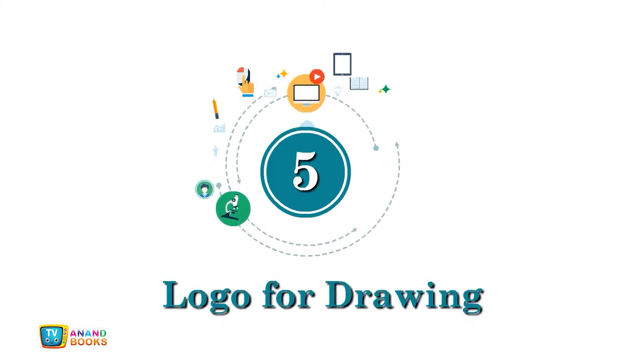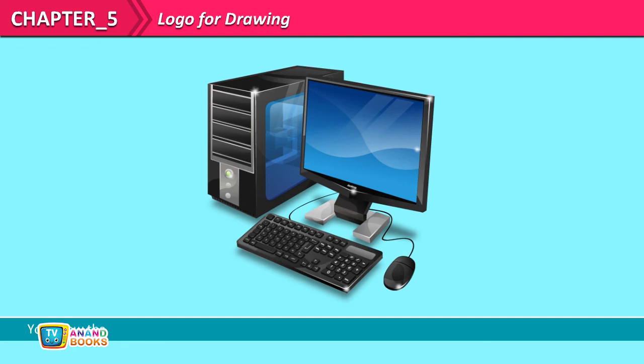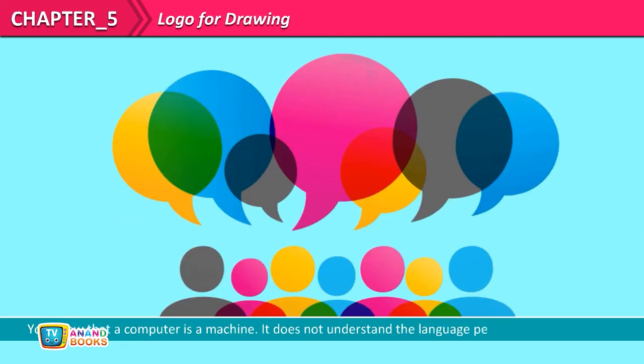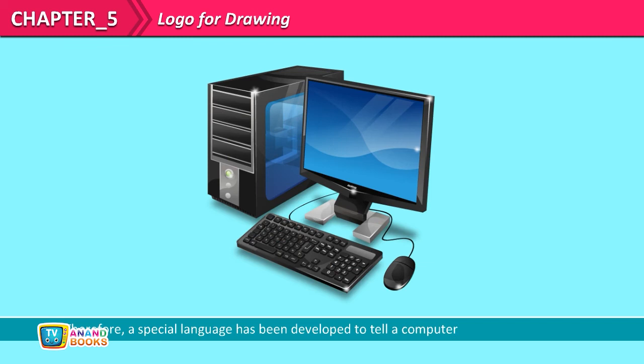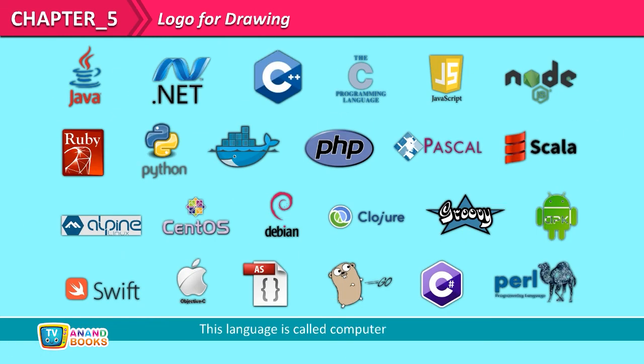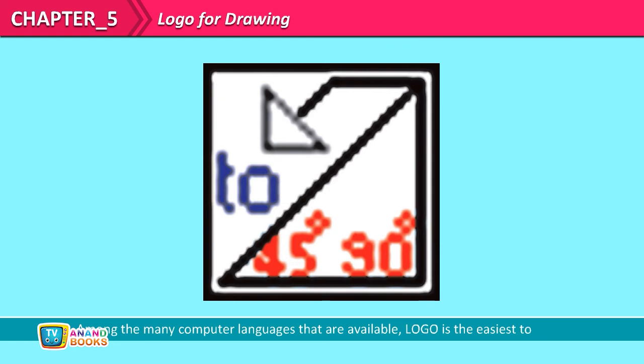Chapter 5. Logo for Drawing. You know that a computer is a machine. It does not understand the language people commonly speak. Therefore, a special language has been developed to tell a computer what and how to do. This language is called computer language. Among the many computer languages that are available, Logo is the easiest to learn. It's fun learning and working on Logo.